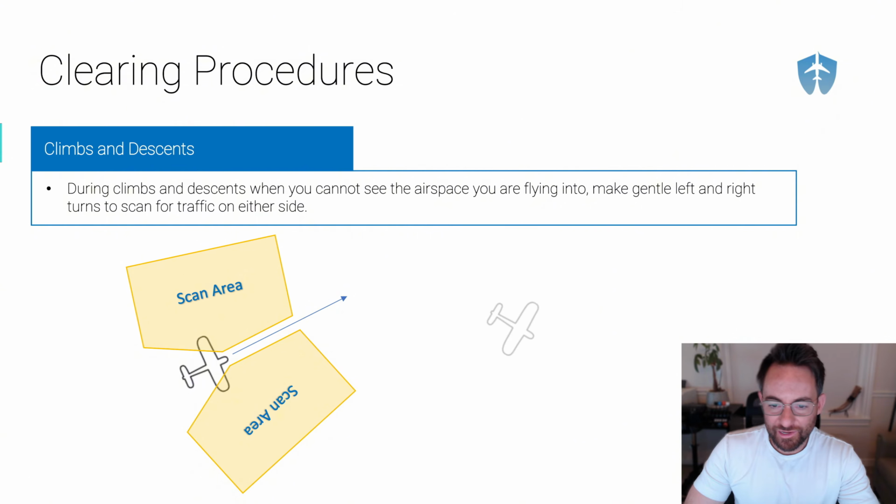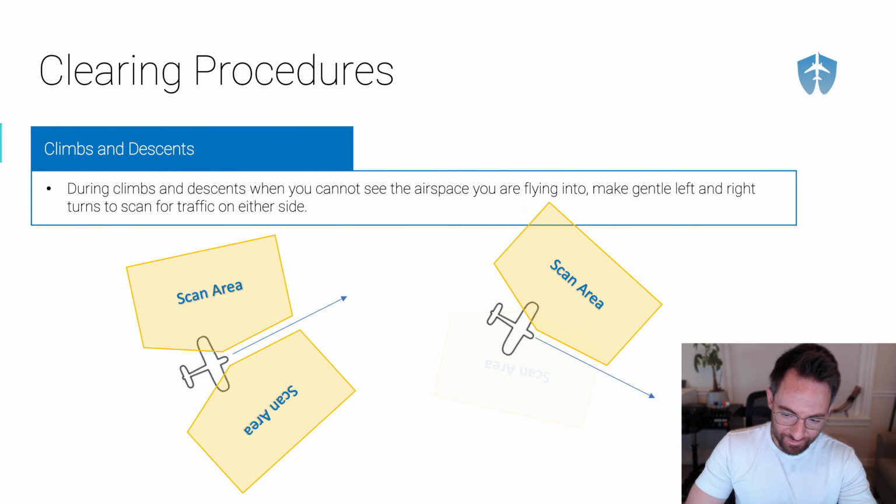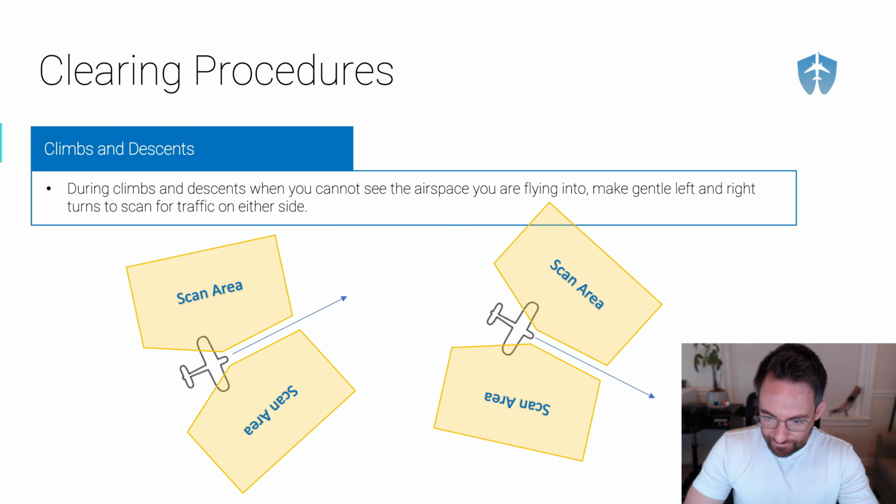And we're scanning left and right, scanning ahead of us, making these gentle turns. Same thing with descents. With descents, you probably can see pretty good ahead of you, but you might not be able to see to the left or right as well. So just make gentle left and right turns to look for traffic.